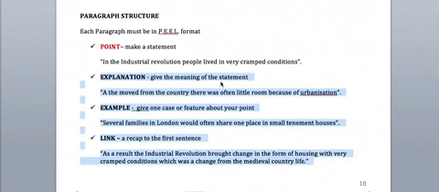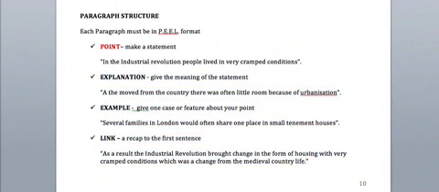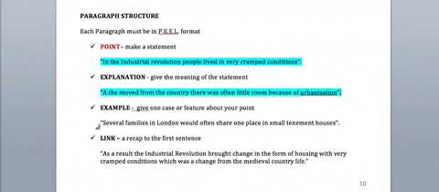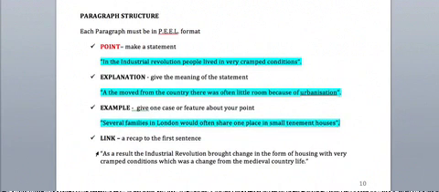Okay? So, for example, I've said here, here's my point. In the Industrial Revolution, people lived in cramped conditions. Here's my explanation. Moved from the country, there was very little room because of urbanization. Here's my example. Several families in London would often share one place in a small tenement house. Okay, and then my link.